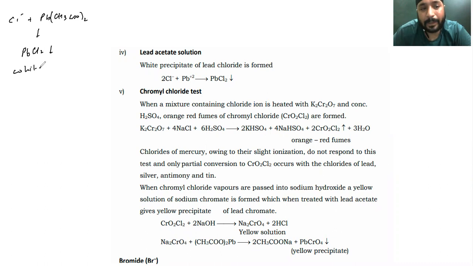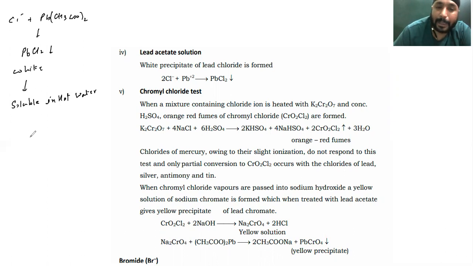In many of the lab experiments, sometimes you'll never get this PbCl2 precipitate, because this PbCl2 precipitate is soluble in hot water. It is soluble in hot water and becomes a precipitate in cold water. Understood? And after that, you do have a chromyl chloride test.